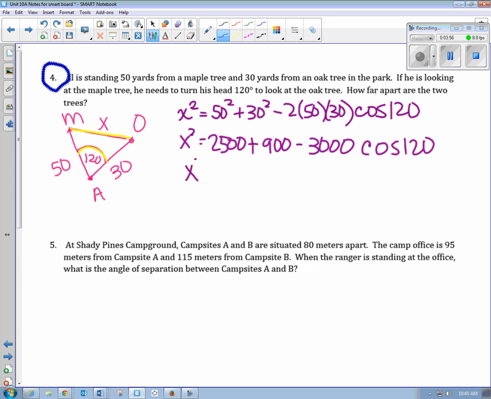I can do everything all at once on the right-hand side. There's no variable in there. And when I do that, I get 4,900. Square root both sides, and I end up with 70. Technically, it's plus or minus, but again, we only want the positive answer because it's a length distance that they're actually calculating.